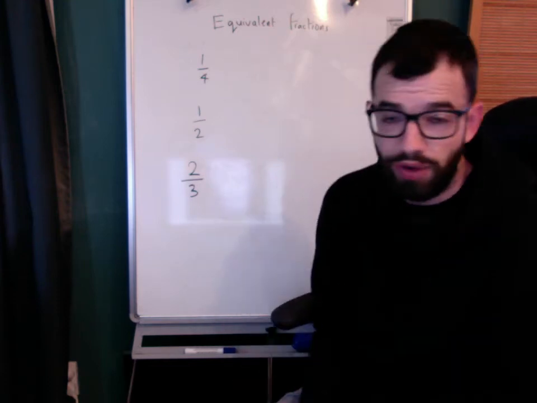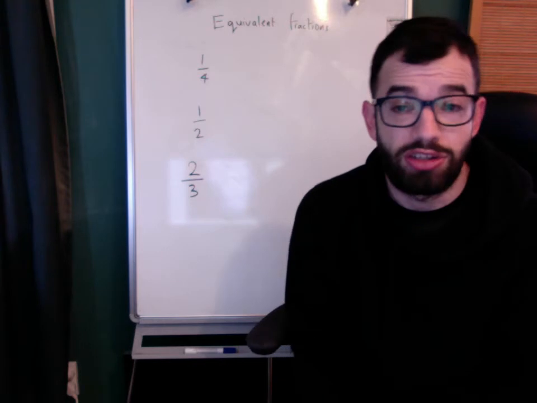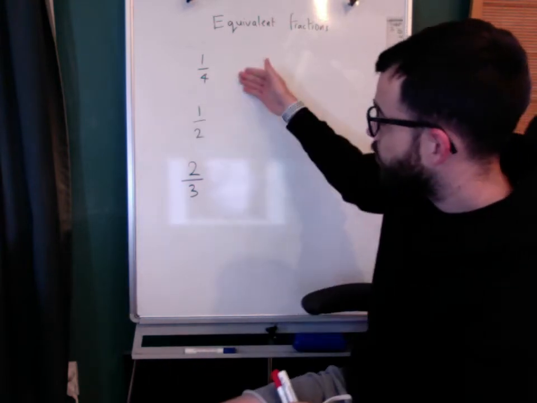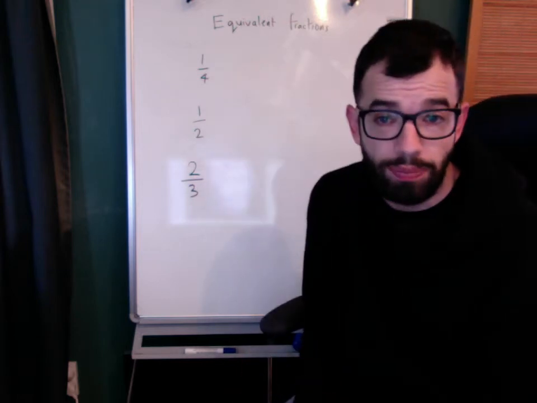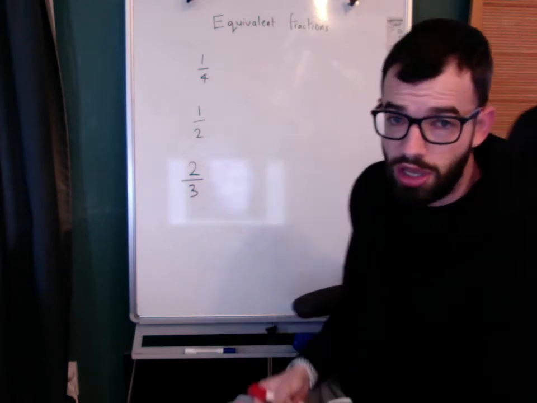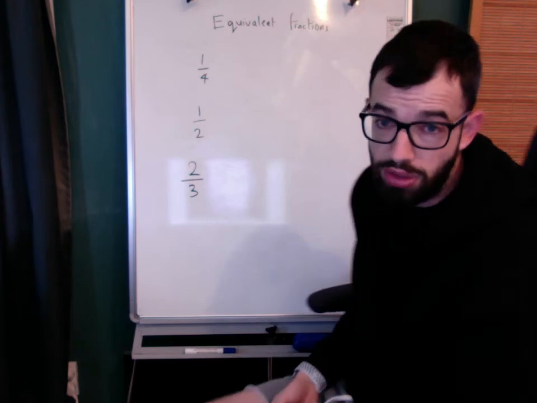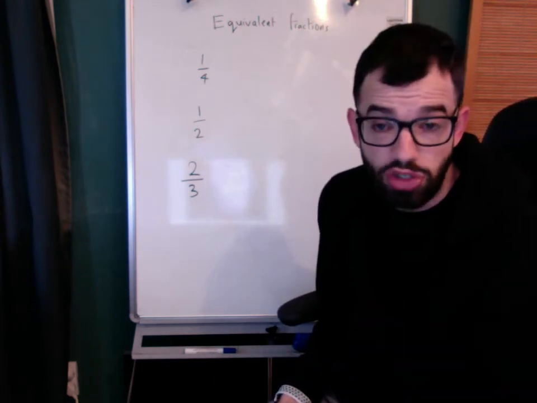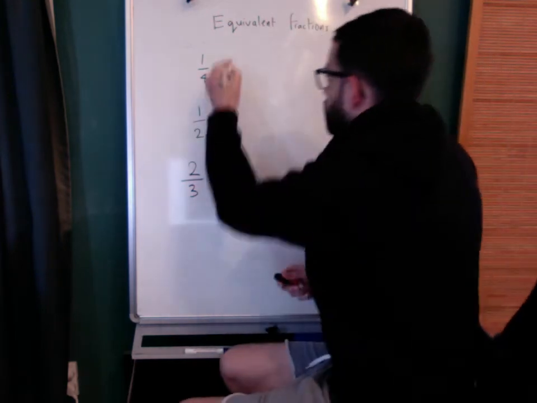So what are equivalent fractions? Equivalent fractions are fractions that have the same value, which is represented by different numbers. So here we have three common fractions you'll know from your work with fractions. We've got a quarter, a half, and 2/3. And we're going to look at how those fractions change, but stay the same. So we'll start off with a quarter.